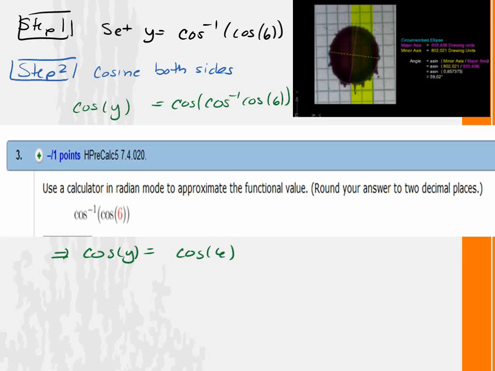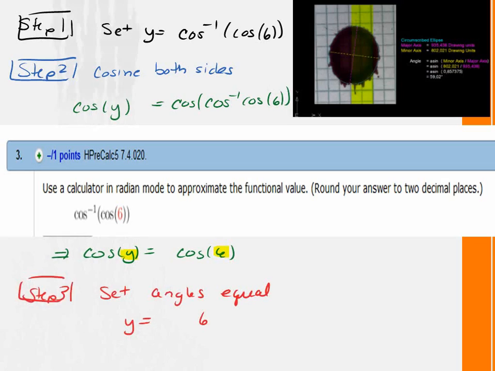These two things are what we call inverses of each other, cosine and cosine inverse. So they cancel each other out, they go away. And you're left with cosine y is equal to cosine 6. That means that that y inside must equal 6. Kind of nice. Simple. And the reason they're asking you is they just want you to recognize that they're inverses of each other and they cancel each other out.